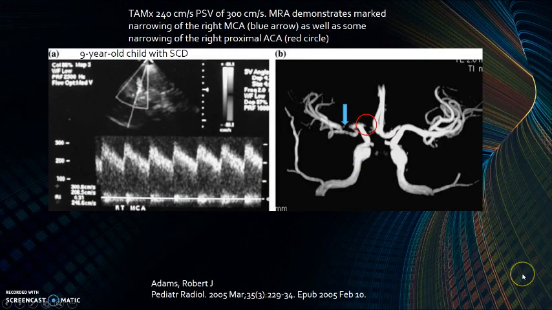This is from the Pediatric Radiology Journal, which showed a patient that had a time average mean of 240 centimeters per second and a peak systolic velocity of 300 centimeters per second. The MRA demonstrated marked narrowing of the right MCA, which is right here, and then the anterior cerebral artery too.